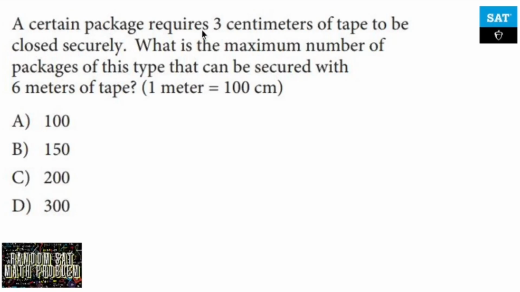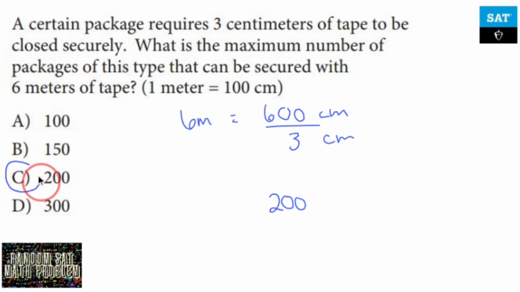A certain package requires 3 centimeters of tape to be closed securely. What is the maximum number of packages of this type that can be secured with 6 meters of tape? And remember, a meter is 100 centimeters. So 6 meters, 6 times 100 is 600 centimeters. I'm going to divide 600 centimeters of tape over 3 centimeters per package. 600 divided by 3 is a nice 200. C is my answer. Don't overthink it.